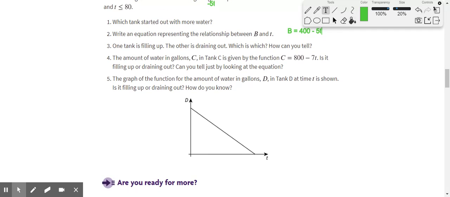And then here's the function of the amount of water in tank D represented by a graph. So is it filling up or draining out? And how do you know? What does that look like in the graph?